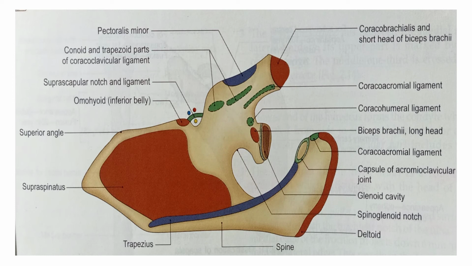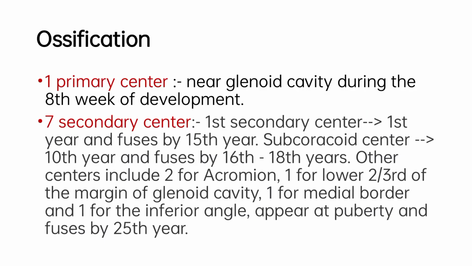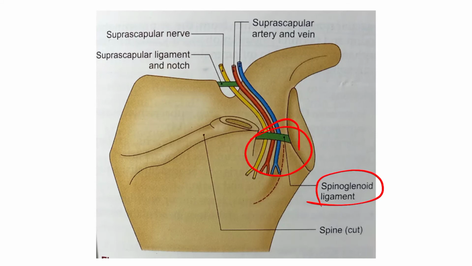The spinoglenoid ligament. We'll see the spinoglenoid ligament. Here, this area is the spinoglenoid ligament. Alright. So spinoglenoid ligament may bridge the spinoglenoid notch. Obviously it bridges the notch. The suprascapular vessels and the nerve pass deep to it.